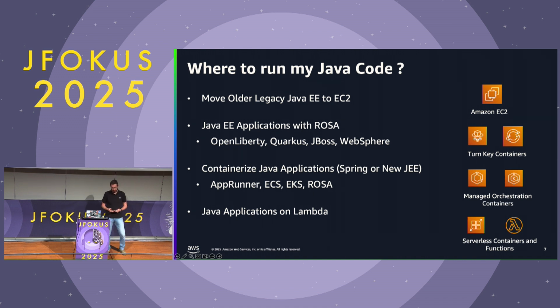And then you can start containerizing your Java applications, your Spring applications, or your Jakarta EE applications. And you have plenty of choices there. Again, ROSA or App Runner, if you just want to give your container to a service and tell it, run this, please, and give it a minimal configuration. Or EKS and ECS, if you want to manage more of the orchestration. And if you don't want to worry about servers, you have Fargate, which I forgot on the slide there, and Lambda, the functions, Java functions on Lambda.